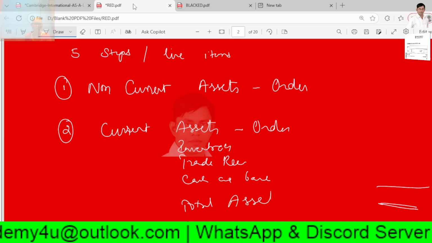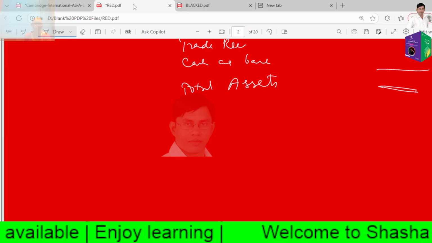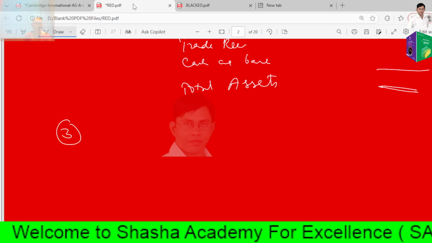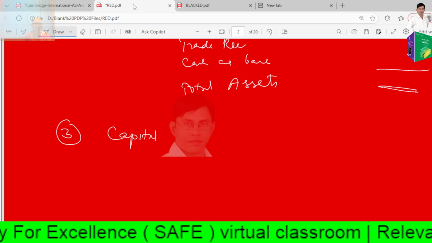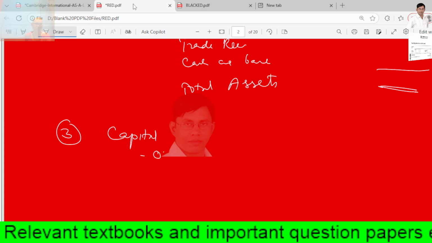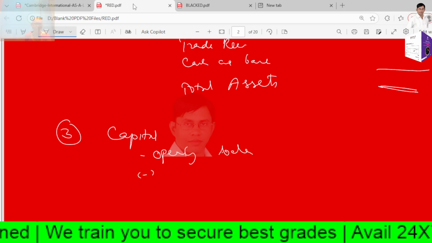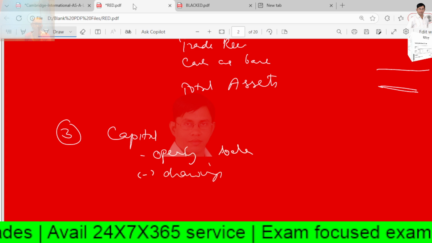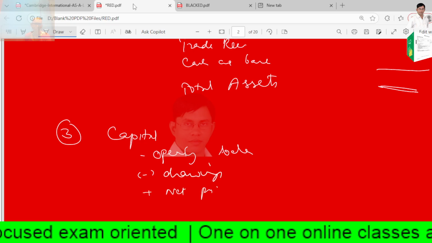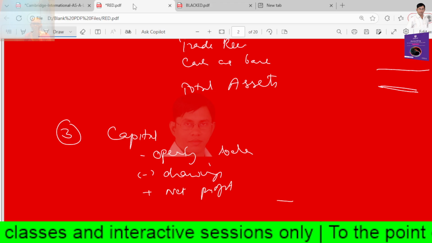Then comes the liability side. These 2 line items are over. The third line item is capital. We have already learned the capital account. First we start with the opening balance. From that we subtract drawings. Then we add net profit for the year. That will give the closing balance. You need to write the capital here.